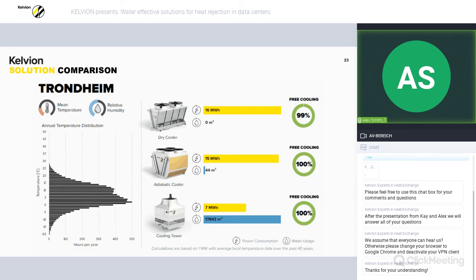In Trondheim, however, the only benefit of cooling towers is the marginally greater than 50% reduction in direct power consumption, going from 15 megawatt hours to 7 megawatt hours across the year. However, given the fact that this requires 401 times the amount of water compared to the adiabatic cooler, it's a very difficult benefit to justify. There are no more free cooling hours to be gained, but water is maybe more accessible in Trondheim, and because of that, it's a consideration which may occur.